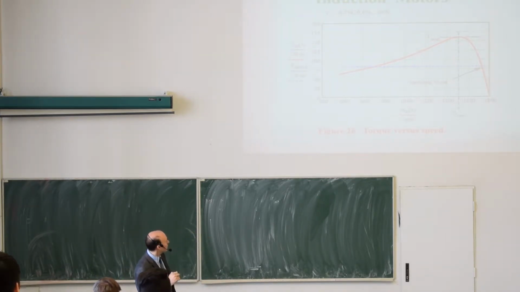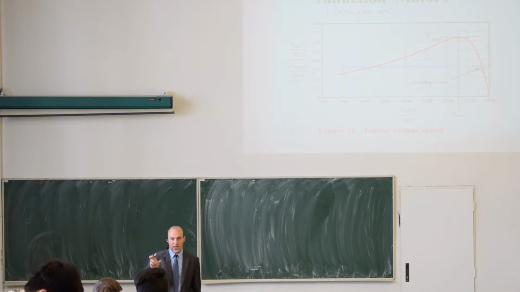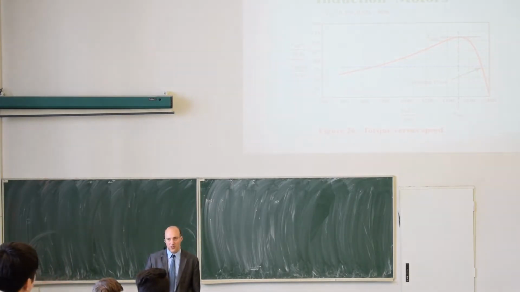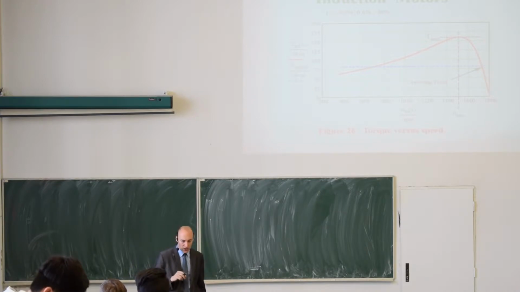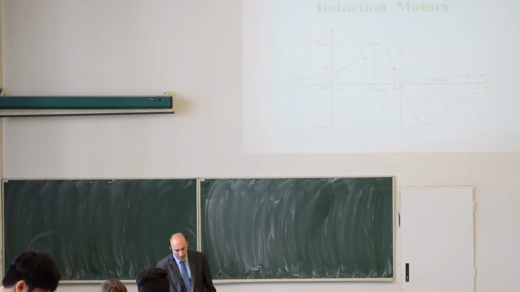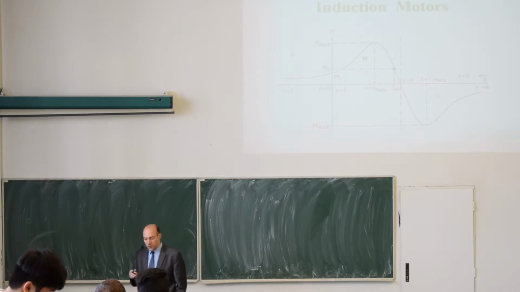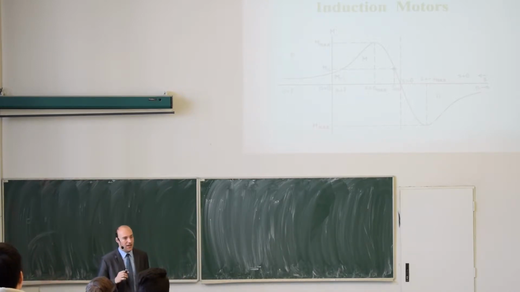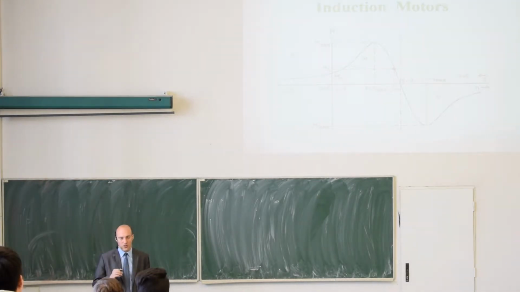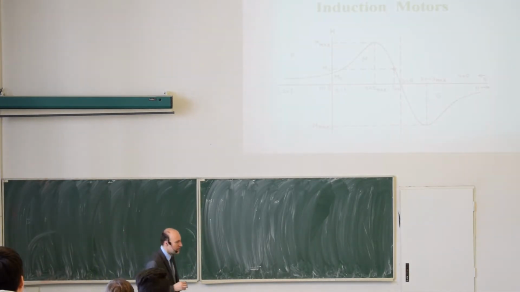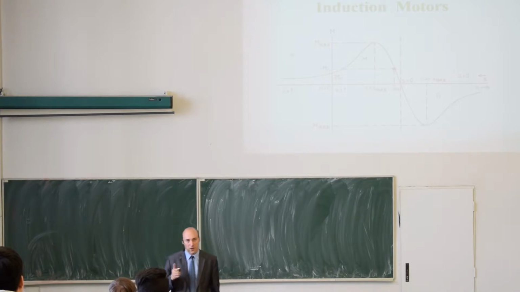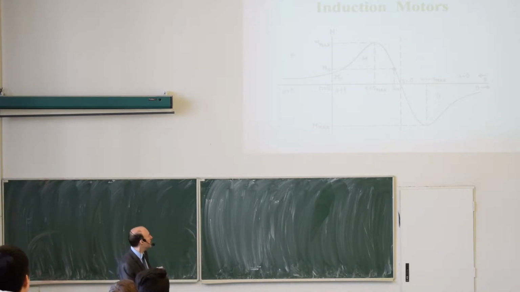This part of the torque speed characteristic is only one quadrant of the chart that we can plot in total. If we want to use the machine in a different mode than motor mode, we can, of course, do that. We can use an induction motor as a generator, and we can use it as a brake. And then the complete torque speed characteristic looks like this. So far, we have discussed only this first quadrant.